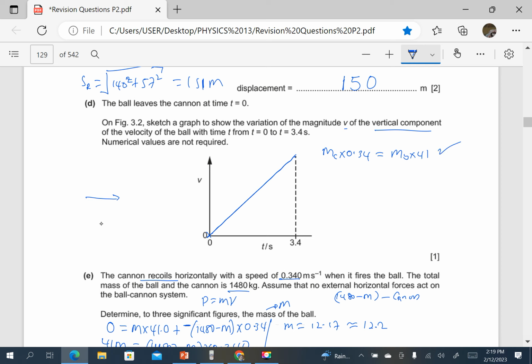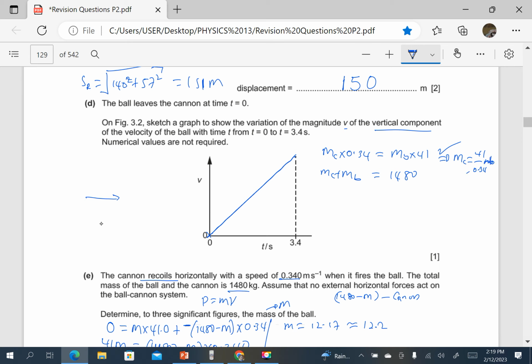So that is fine. But the total mass of the cannon plus the mass of the ball is 1480. Now we solve the two equations. From the first equation here, you notice that the mass of the cannon is going to be 41 over 0.34 times the mass of the ball.